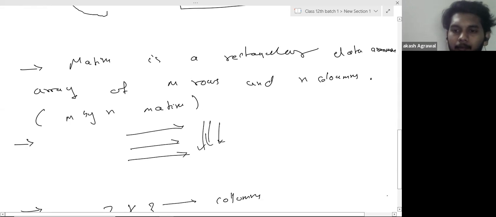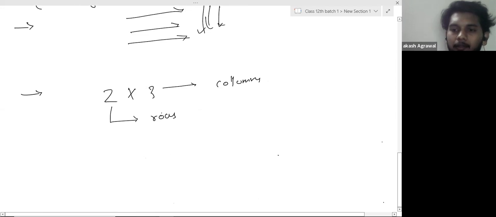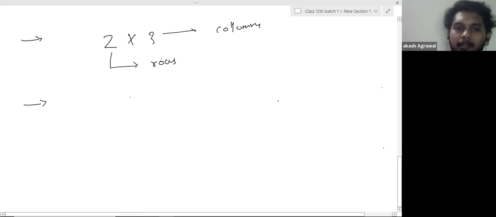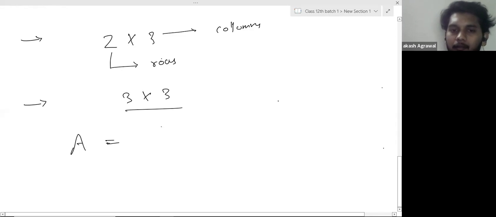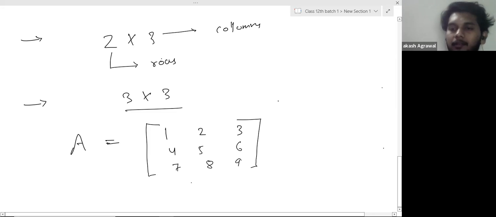All right. So in your syllabus, we only have a maximum of 3 by 3 matrix. What that means is 3 rows and 3 columns. So how can we represent a matrix? If A is the matrix, we write square brackets like that, and elements, these are called elements: 1, 2, 3, 4, 5, 6, 7, 8, 9. These are the elements of this matrix A.